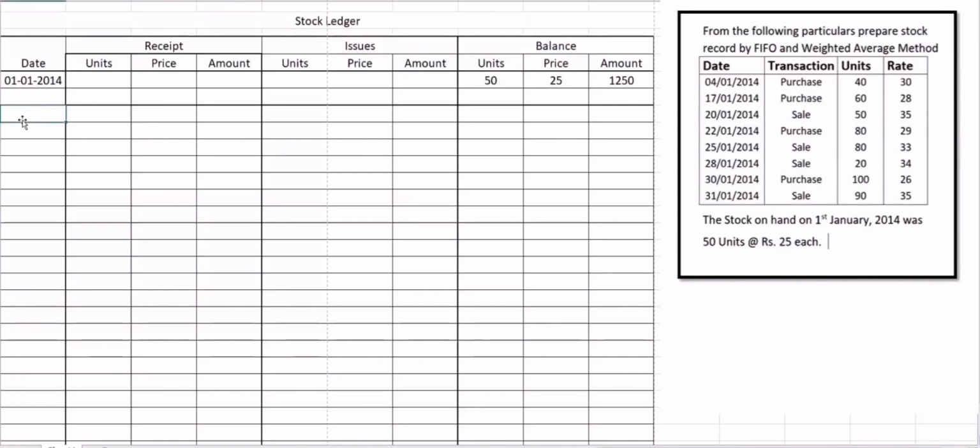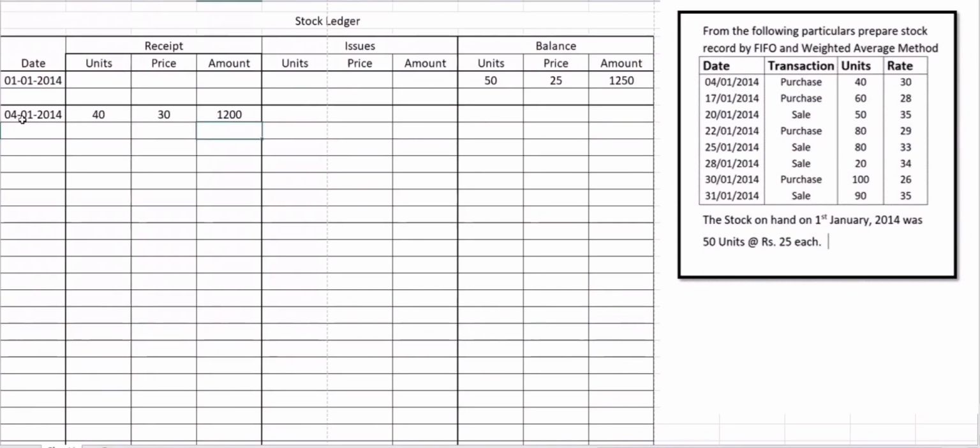Now we are going to move to the table. Under date column, we have 4/1/2014. On 4th January 2014, there is a transaction of purchase, 40 units at the rate of 30. If we are purchasing, we are receiving goods, so it will come in receipt column. On 4th January 2014, we are receiving 40 units, rated 30 per unit. That is why it will be 1200. For buying 40 units at the rate rupees 30, I have to pay rupees 1200.